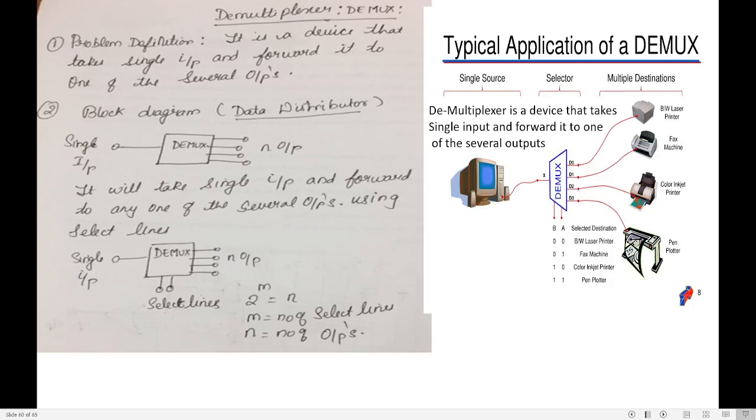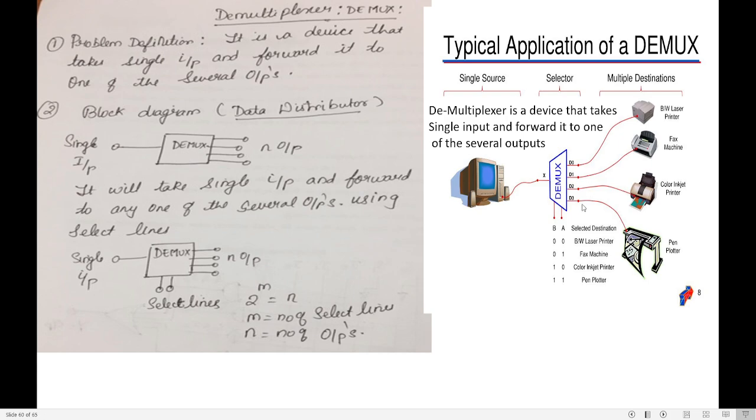Good morning, students. Let us look into the next topic called De-Multiplexer. A demultiplexer is a device that takes a single input and forwards it to any one of the several outputs. In short, we can call it DMUX or one-to-many. One means single input, many outputs or several outputs.